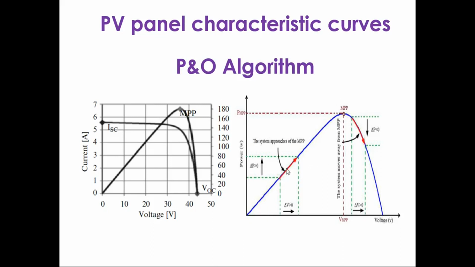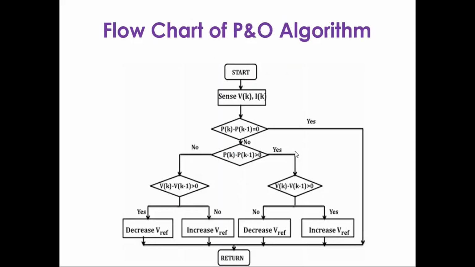If we go with the smaller step size, then the perturbation size is less and accuracy is high, but it will take a long time to reach the MPPT. So the concept is this. This concept is known as perturb and observe.